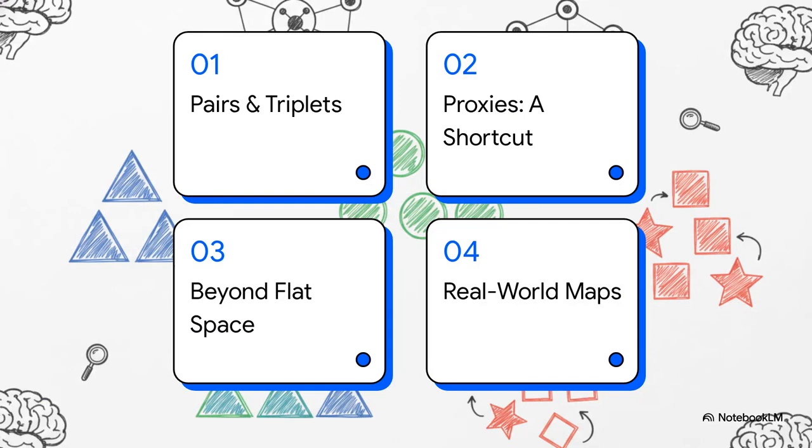So here's how we're going to tackle this. First, we'll look at the most basic way to learn, using pairs and triplets. Then we'll get into a really clever shortcut using something called Proxies. After that, we're going to get a little weird and ask if our map is even the right shape to begin with. And finally, we'll check out some amazing real-world examples of all this in action.